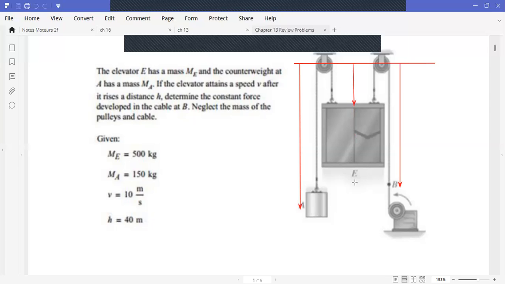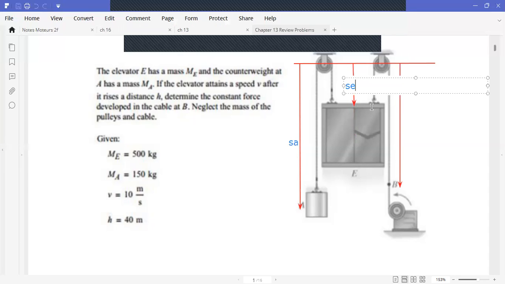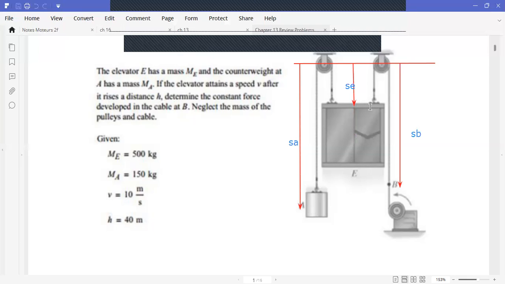Okay. So now the second step. So first I put the name of my coordinates. I have SA, I have SE here, and I have SB here. Okay, the second step is to search how many chords do I have. I have here 2 chords. This is the first one.